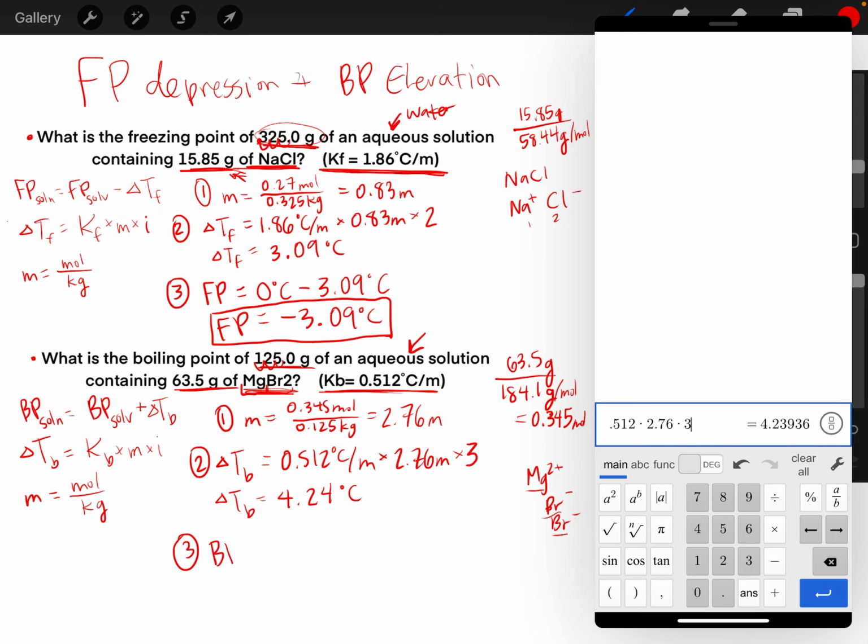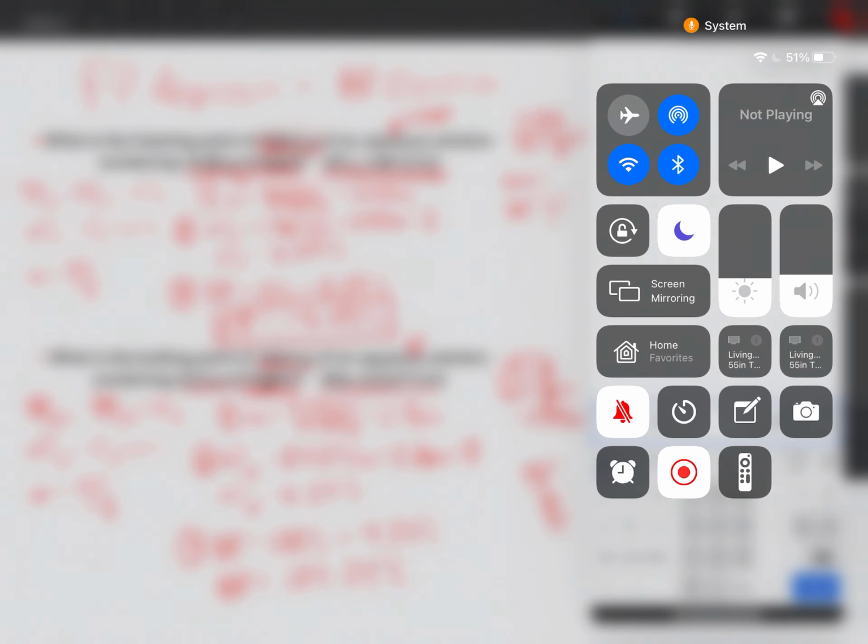Now I can go ahead and plug all of this into my boiling point equation. So I'm going to say, okay, the original boiling point of water is 100 degrees Celsius. I'm going to add my delta TB to that, which is 4.24 degrees Celsius. And we end up learning that if we dissolve that much magnesium bromide, we end up changing our boiling point from 100 degrees Celsius all the way up to 104.24 degrees Celsius.